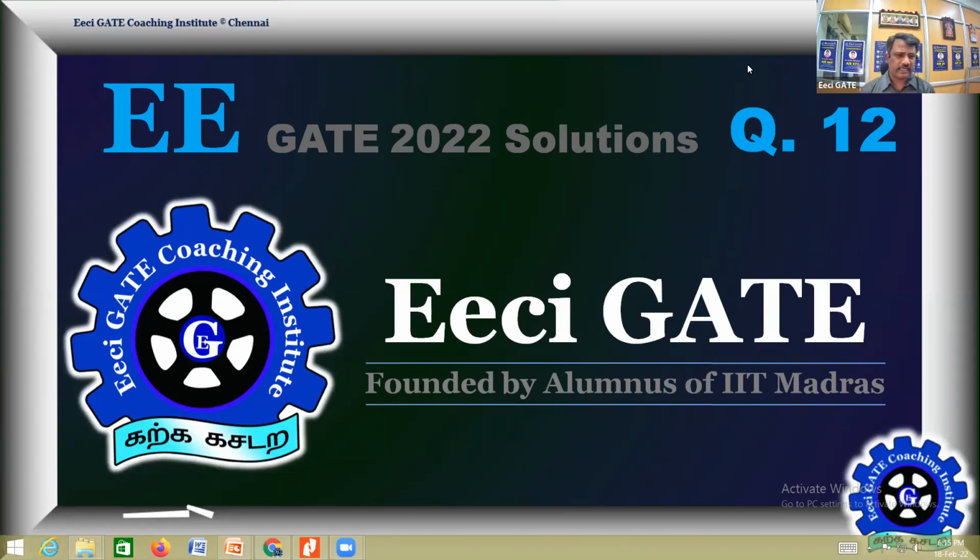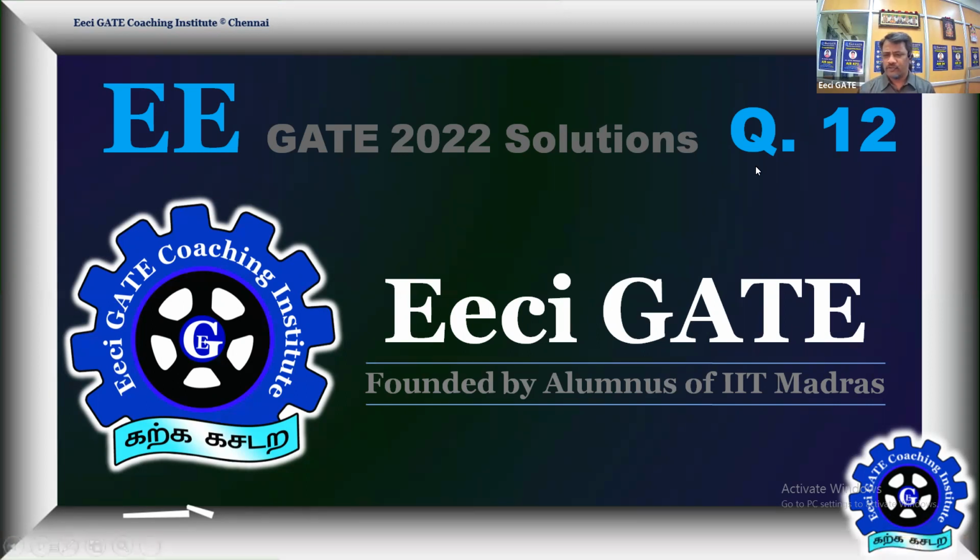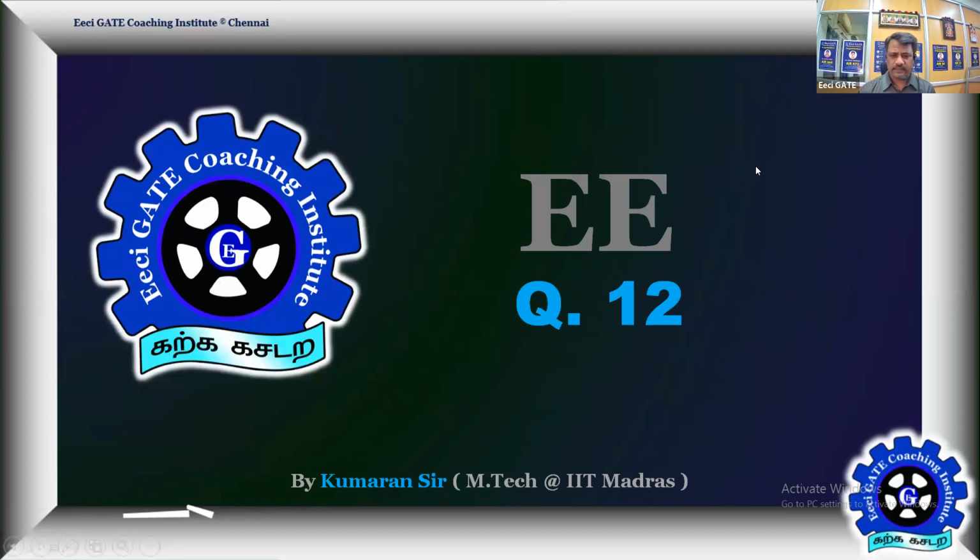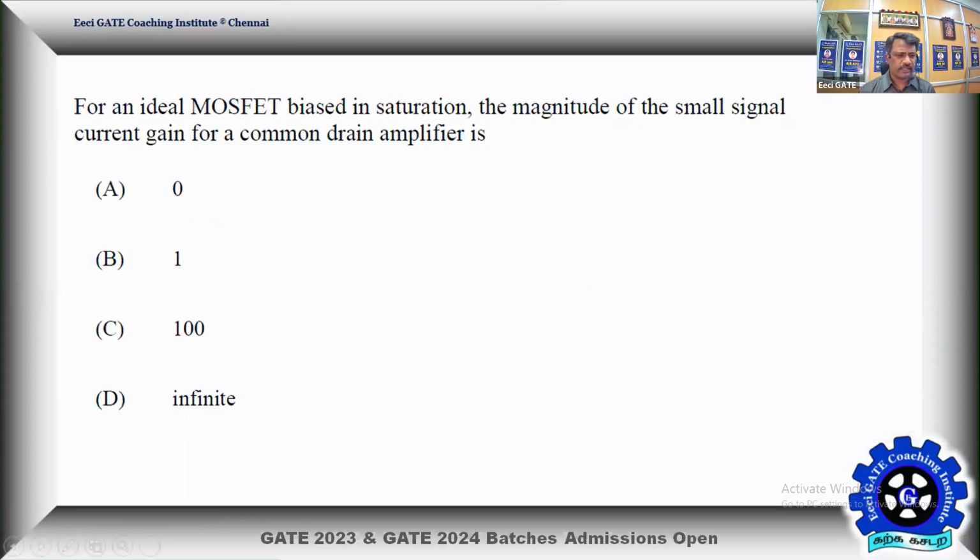Here's the next electrical K22 paper problem. Problem number 12, based on analog electronics. So we have a MOSFET biased in saturation. He mentioned for some reason ideal MOSFET. The magnitude of the small signal current gain for a common drain amplifier is, so he mentioned common drain configuration.